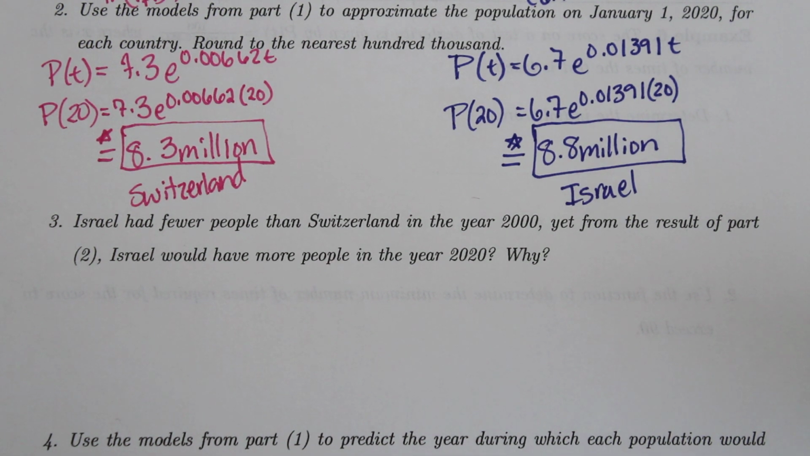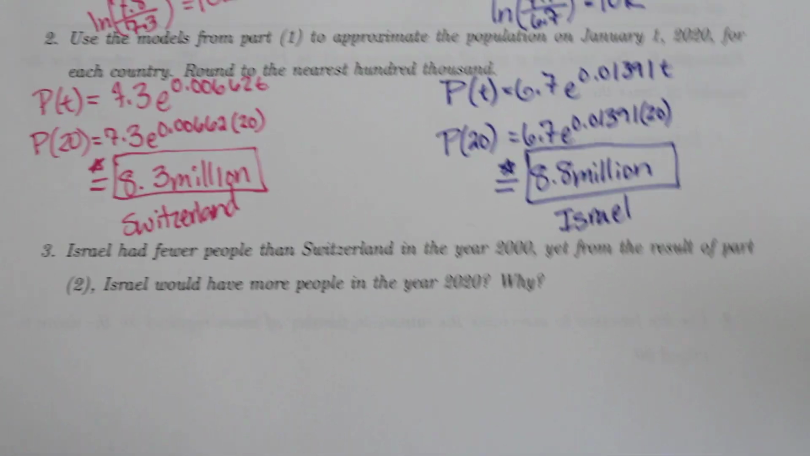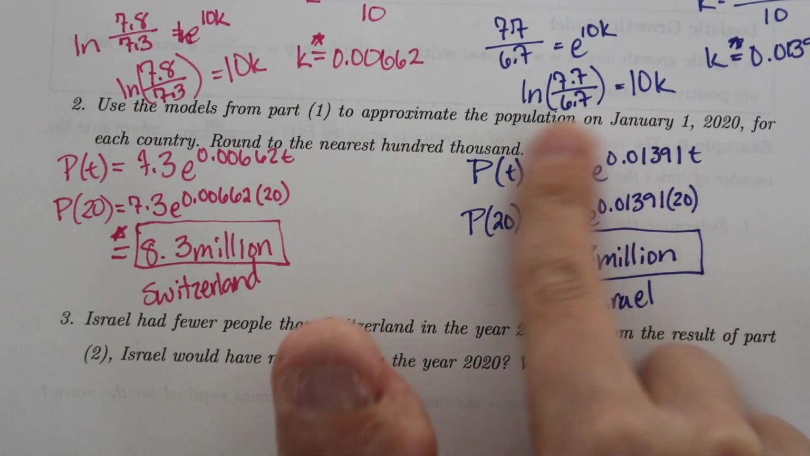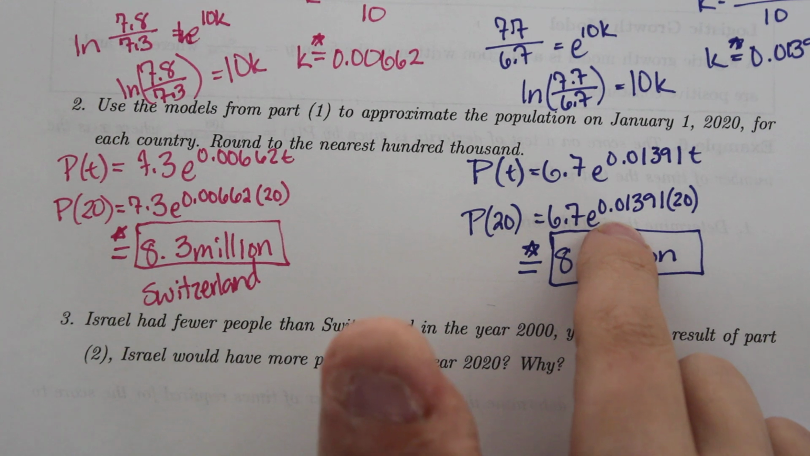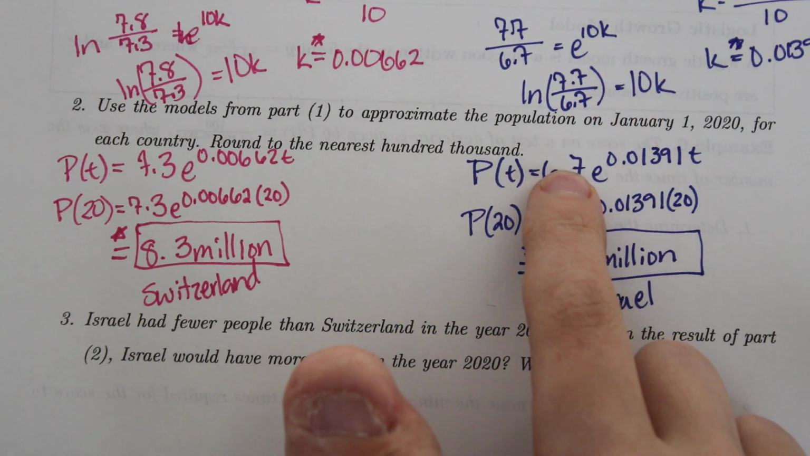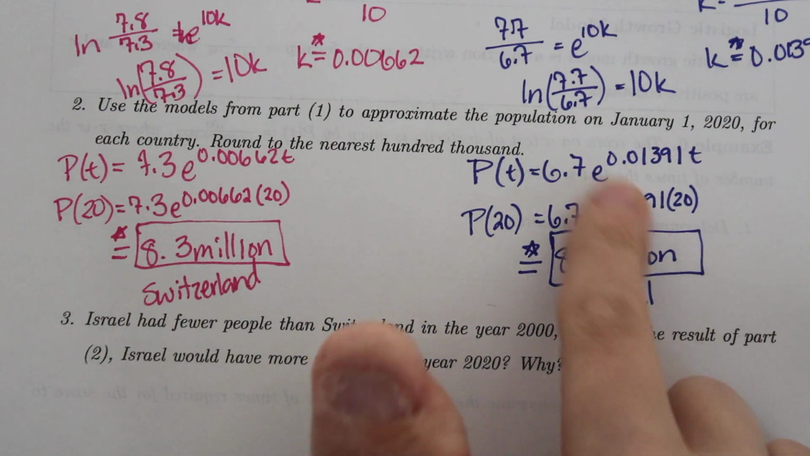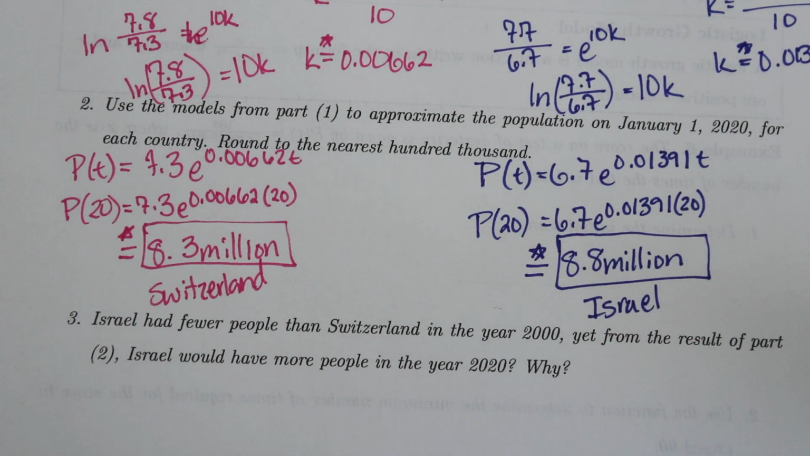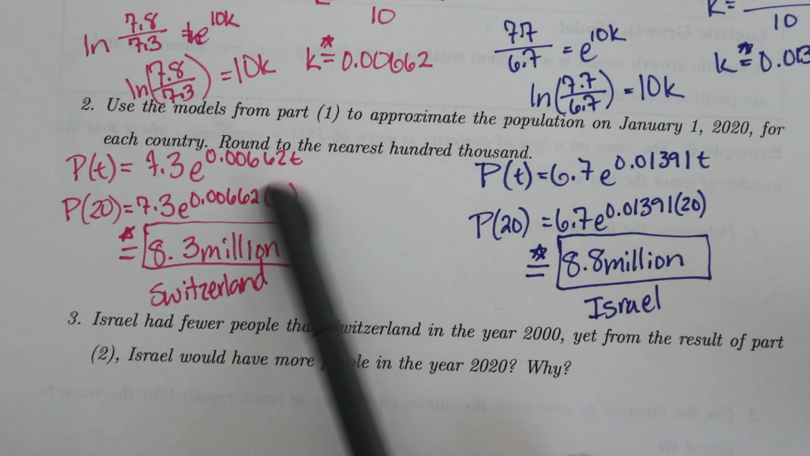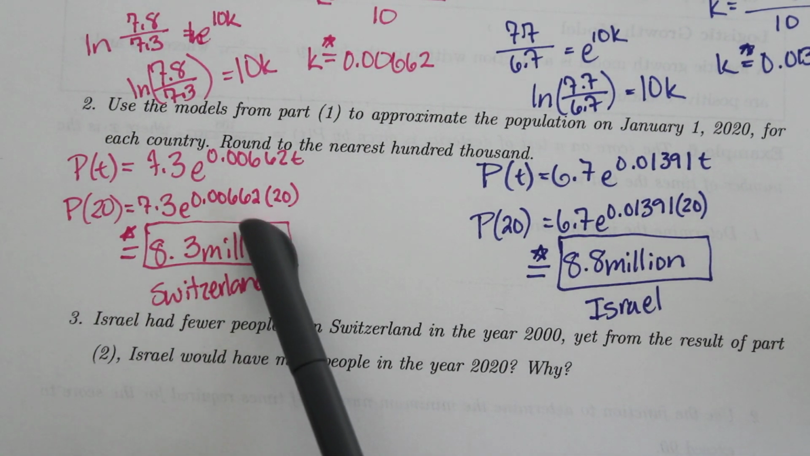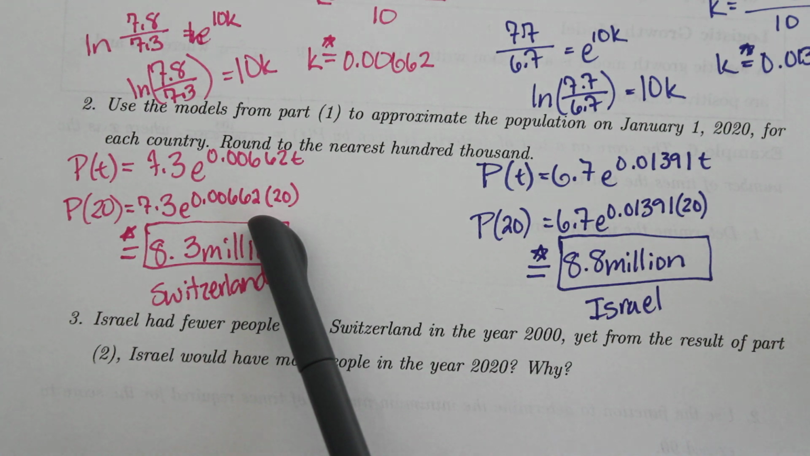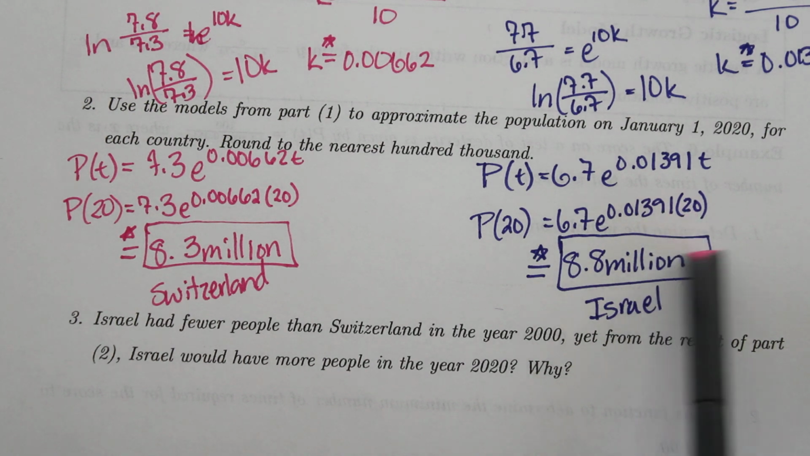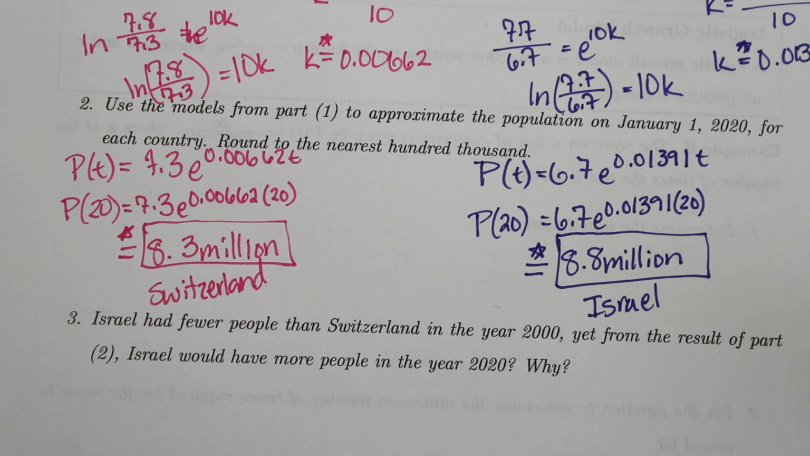Why is this? Okay, so it goes back to our population functions that we found. And we notice that our functions are in a similar form to what we've done for our continuous compounding investment problems, where it's some original value times e to the r times t. So what we found, our k value, is our growth rate. Okay, which one of them had a higher growth rate? Well, we see Switzerland was 0.00662, whereas Israel's was 0.01391. So Israel had a greater growth rate.